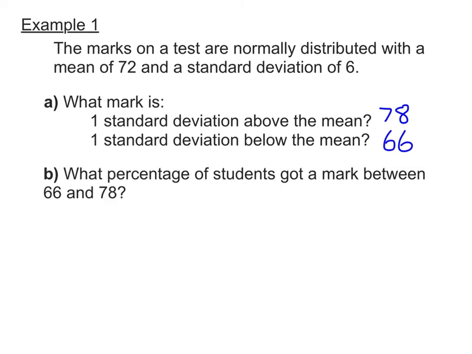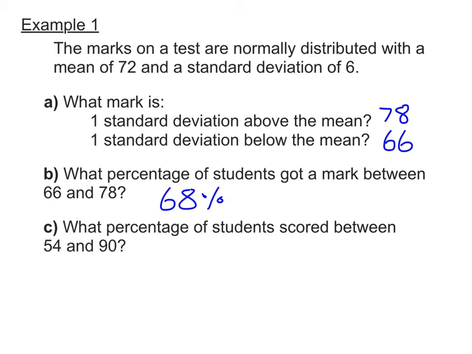The next part of the question asks us what percentage of students got a mark between 66 and 78. They're the numbers that we just found in the first part of the question. We know that 66 is 1 standard deviation below the mean, and 78 is 1 standard deviation above the mean. And from our curve that we wrote down on the previous slide, we know that 68% of the scores lie within 1 standard deviation of the mean. So there's 68% of students who got a mark between 66 and 78.